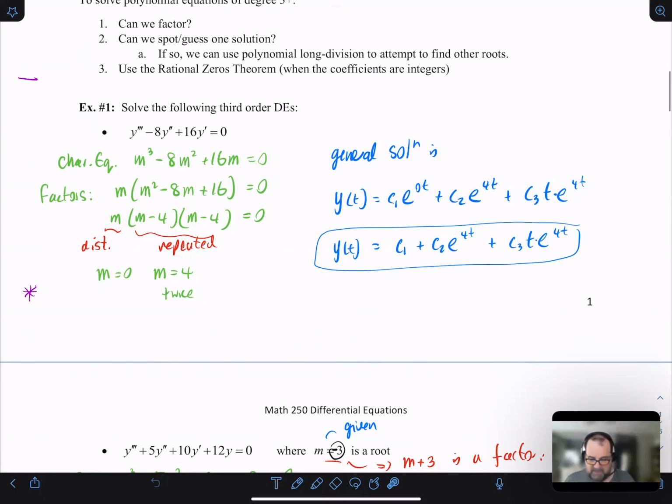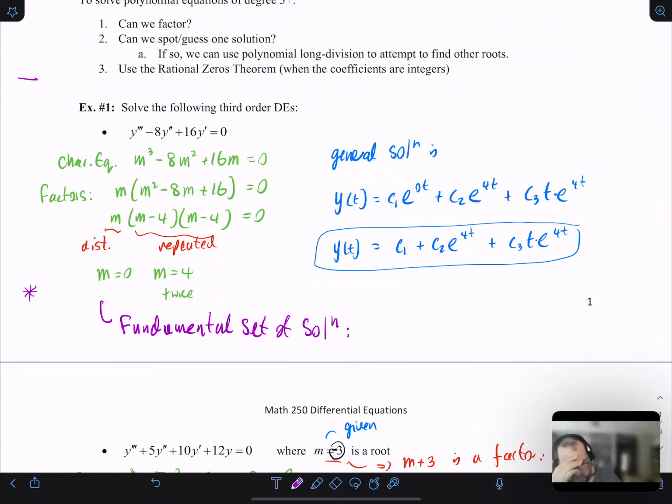So all I need to do at that point is, this means we have a fundamental set of solutions. If m equals 0, our fundamental set of solutions will include a constant. Then we have a repeated root, so there would be a C2 e to the 4t and a C3 t e to the 4t. This would be our fundamental set of solutions.